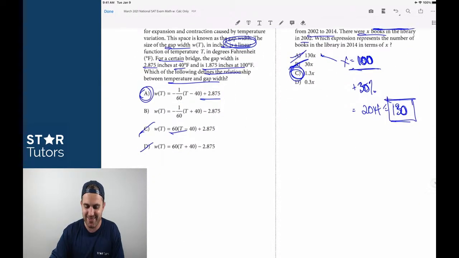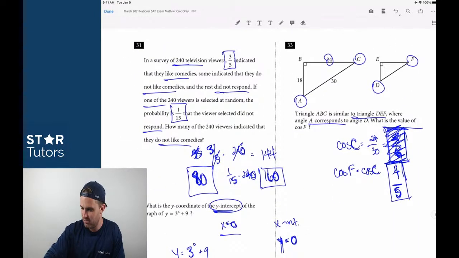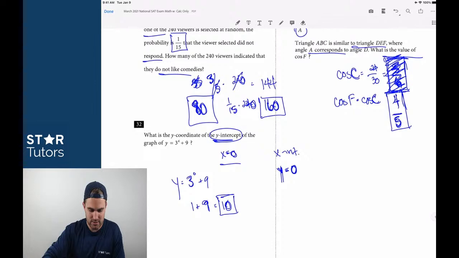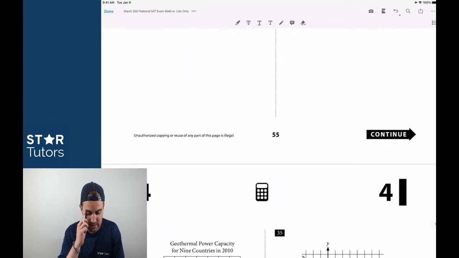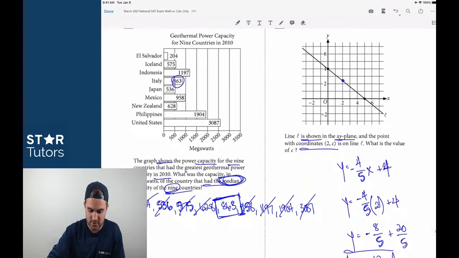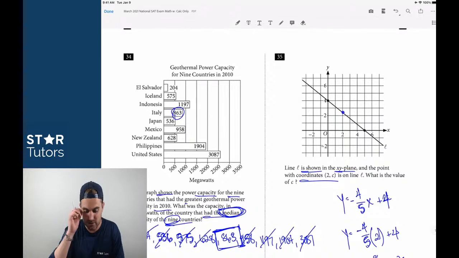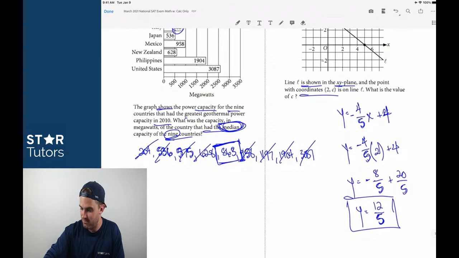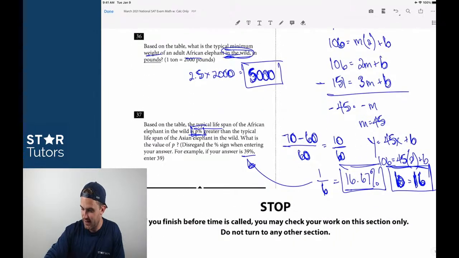29 is A, 30 is C. I don't think we had any other issues. 31 was 80. Good. 32 was 10. 33 was 4/5. That was a good catch. I always ask yourself after. 34, I hope is right. 34 is 863. If that one wasn't right after that spiel I gave, that would have been bad. 35 is 12/5. 36 is 5,000.